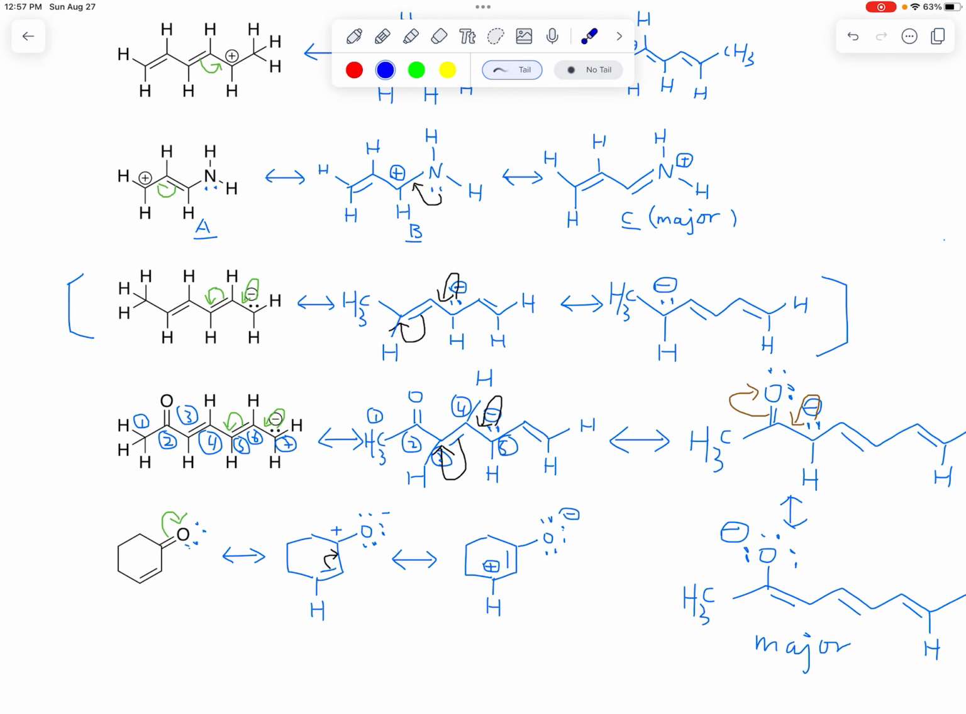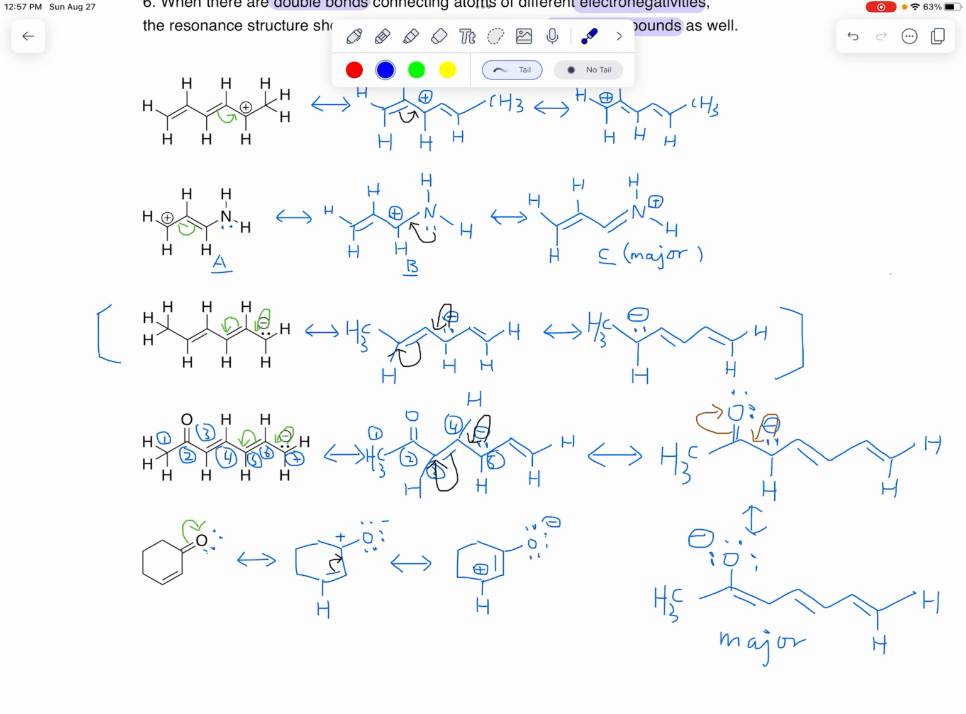Hopefully this gives you a good sense about how to draw the resonance forms. There are a few in-chapter problems that are very helpful as well. So make sure you practice as much as you can to really grasp this.